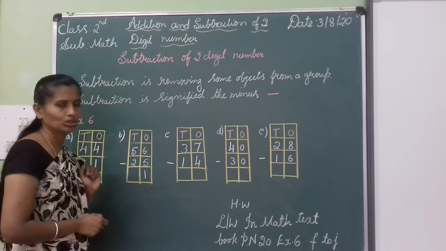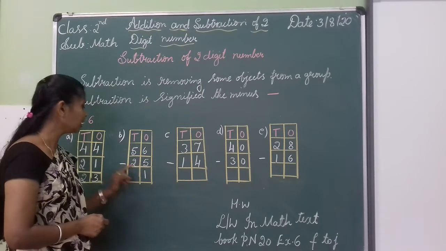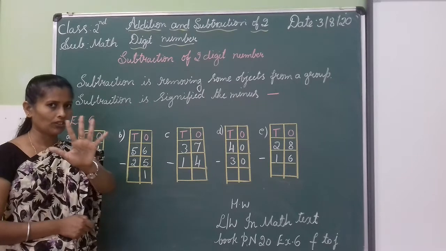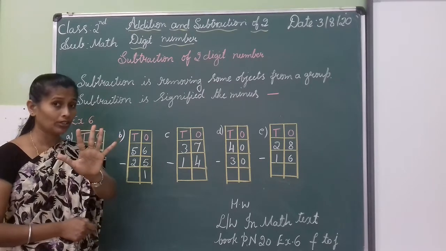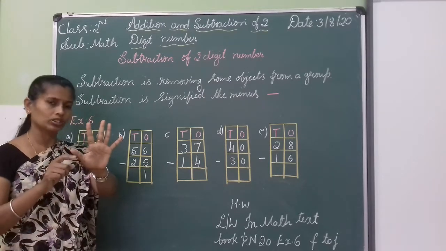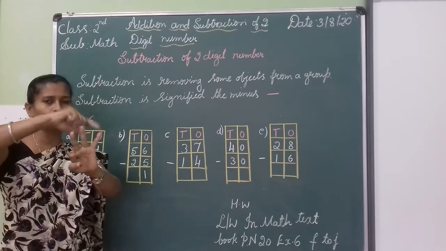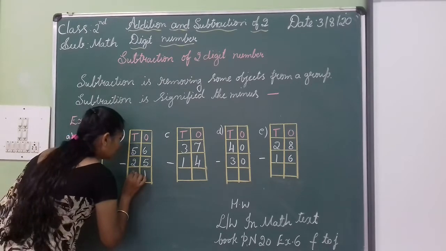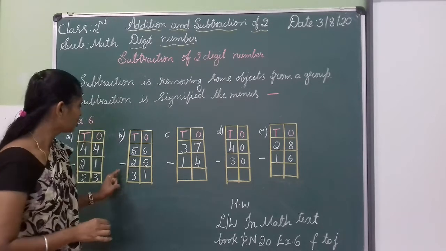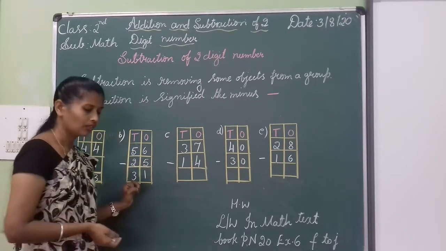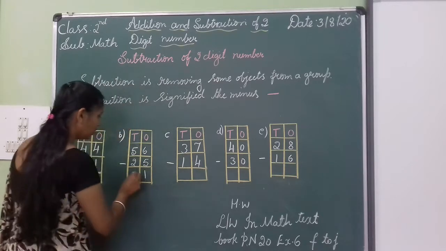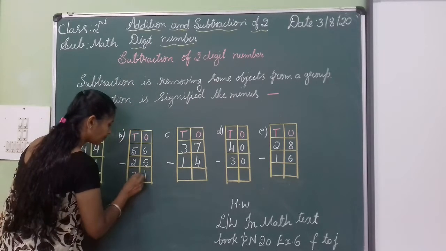Now come to the tens. 5 minus 2. Keep 5 fingers. How many do I have to take away? 2. Take away 1, 2. Remaining 1, 2, 3. Right? 3 in the tens box. So the total is 31.